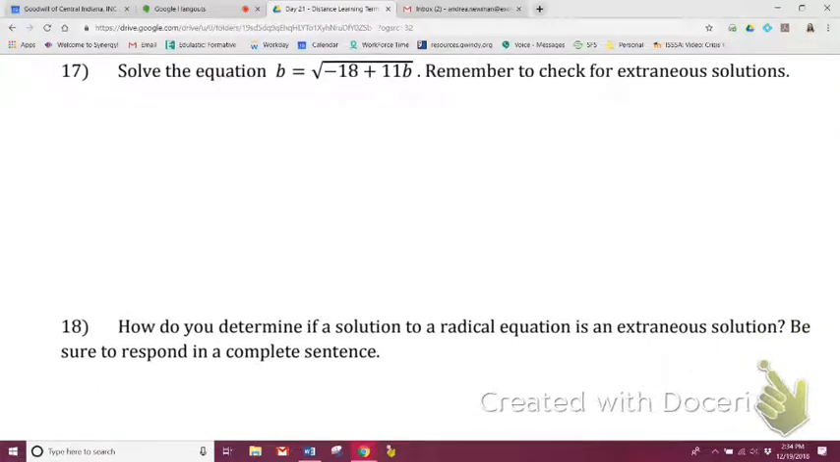Alright, question 17. So we want to solve this equation for b. What do you have to do first? Get rid of the radical. Yep, so since our radical is on the right side by itself, we can just go ahead and square both sides. That gives me b squared equals, and then on the right side your square root and your squared cancel, so negative 18 plus 11b.